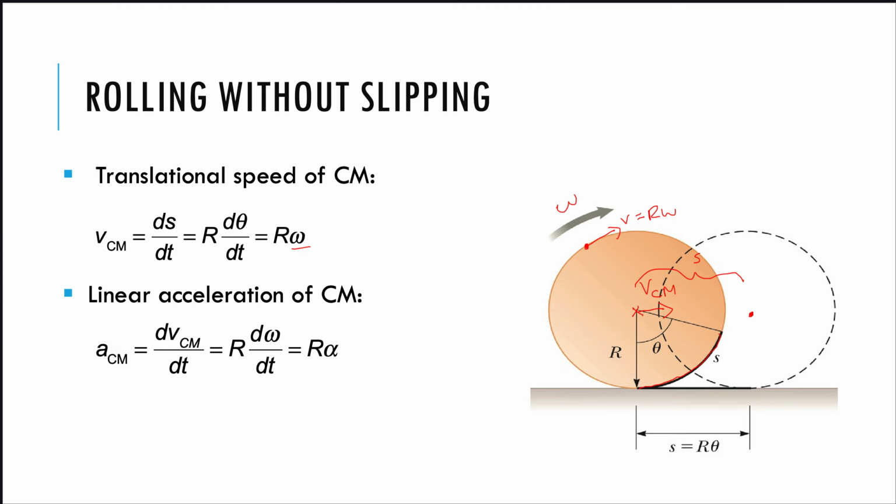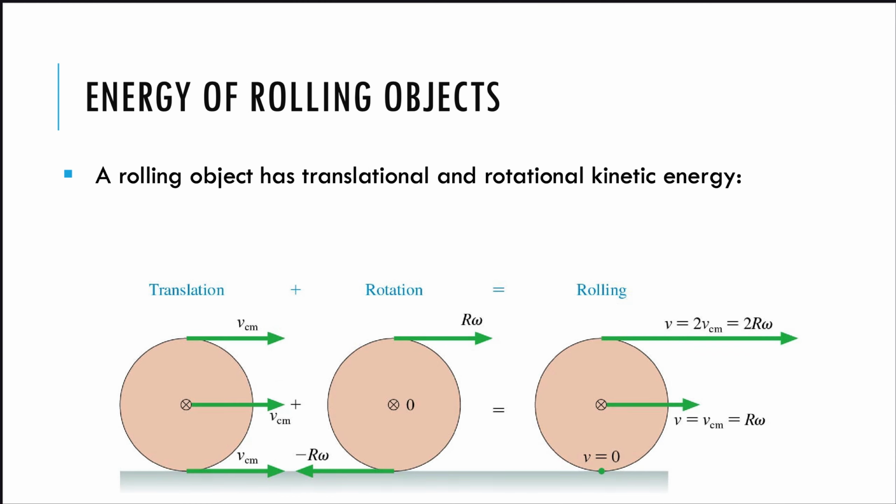Now let's take a look at the energy of a rolling object. A rolling object has both translational and rotational kinetic energy, so it has a sum of both types of energies. We can consider the translational motion of the center of mass and then the rotational motion of the object as a whole. In this picture, we can see that the two types of motions are separated.